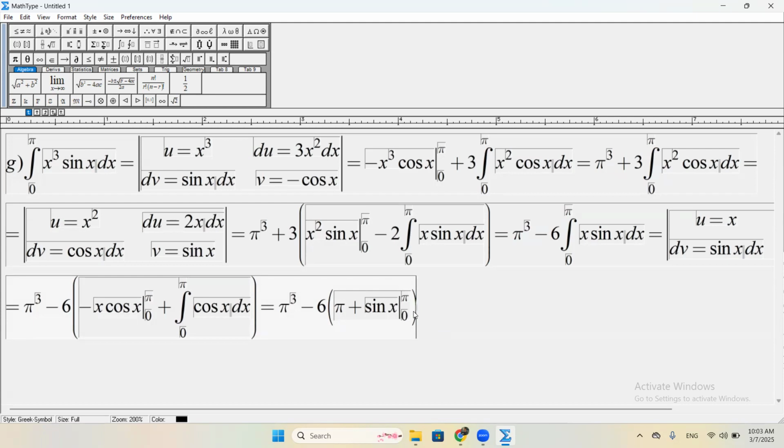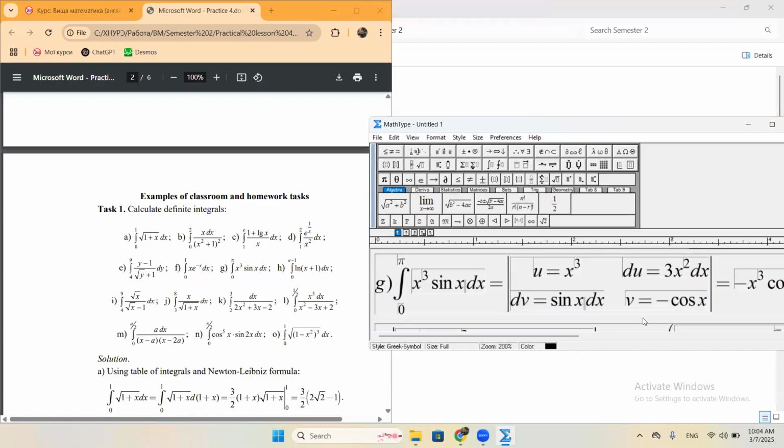So final answer, p in p cube minus 6p. And that's it. Any questions about this exercise? So quite a lot of calculations. Yeah, I know. But finally it's done. Okay, if no questions, moving to the next.